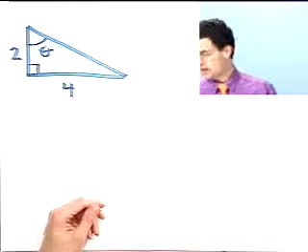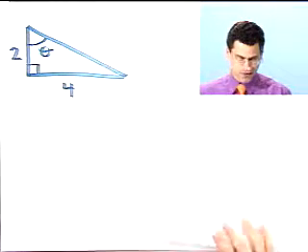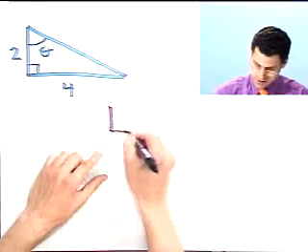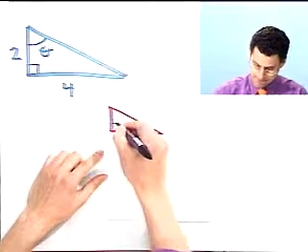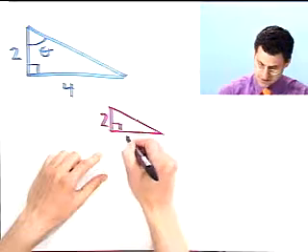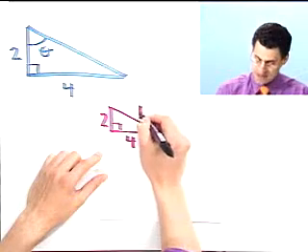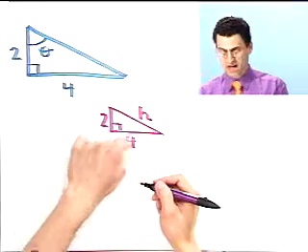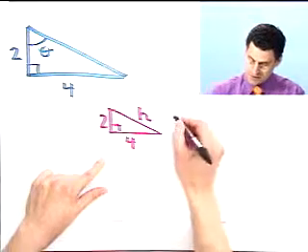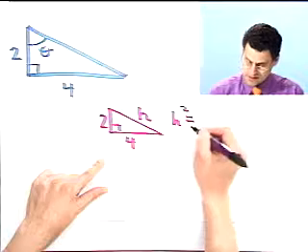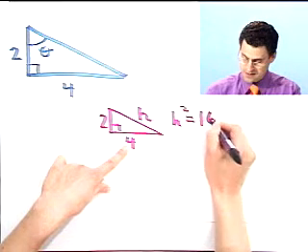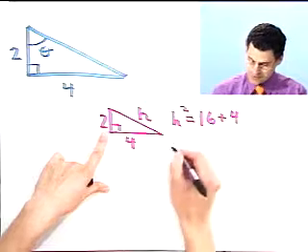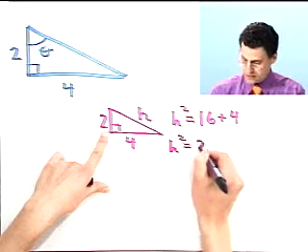Sure, we'll just use the Pythagorean theorem. So using the Pythagorean theorem, what I have is the following. Just redrawing that picture, this is 2, this is 4. I don't know what this is. I'll just call it h for hypotenuse. I know that this squared plus that squared has to equal the hypotenuse squared. So the hypotenuse squared has to equal 4 squared, which is 16, plus 2 squared, which is 4. So therefore, h squared has to equal 20.